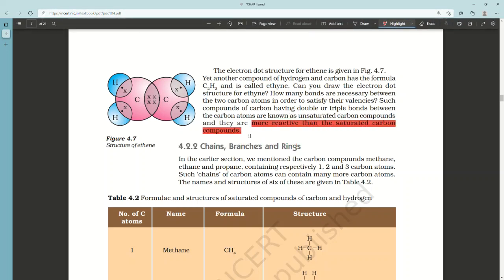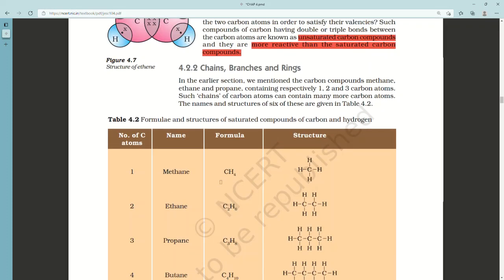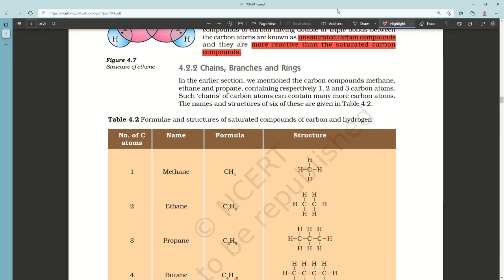In addition to straight and branched carbon chains, some compounds have carbon atoms arranged in the form of a ring. This example, cyclohexane, has the formula C6H12 in the following structure. Can you draw the electron dot structure for cyclohexane?